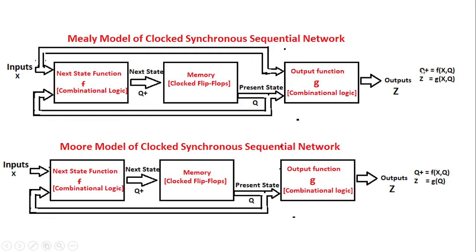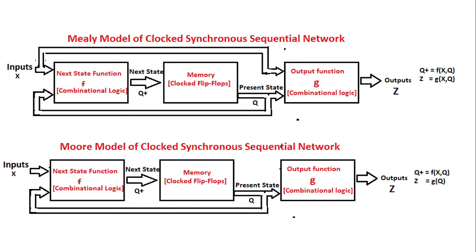So let's look at the equation. Q plus, that is the next state, is a function of both the present state, which is nothing but Q, and also depends on the input. Similarly, the outputs also depend upon the present state, that is the Q outputs from the flip-flops, and also the inputs given to the system. So it's a function of this. The Moore model is similar to the Mealy model, except that the outputs depend only on the present state. Outputs do not depend upon the inputs.